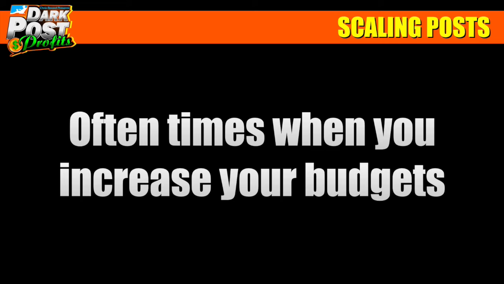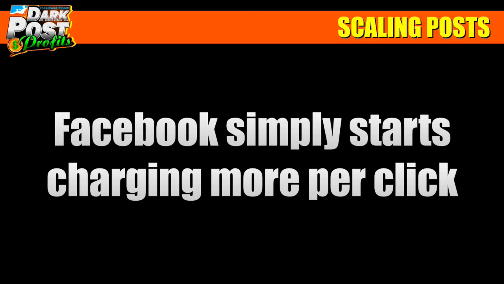Oftentimes, when you increase your budgets, Facebook simply starts charging you more per click. All that happens is you're giving Facebook more money, and the more money you throw at it, they just start charging you more. Now, why is that? Well, it's because most of my ads are optimized CPM. Most of my ads are optimized, letting Facebook decide for me because those are the best. So because they're optimized, it's all in Facebook's control, right?